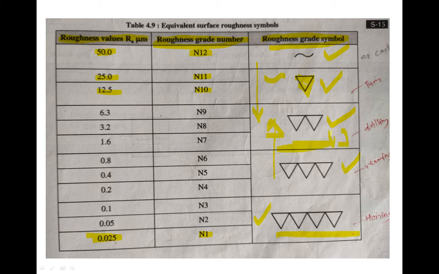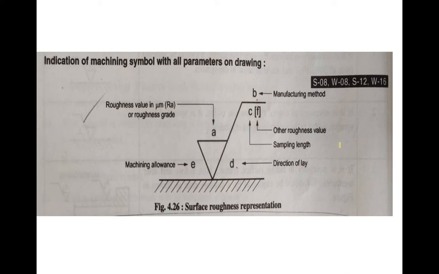From this you can identify what the surface roughness will be, a smooth or rough surface. Then next is the indication of machining symbols with all parameters on the drawing. So this is the symbol with all parameters. Here you have to draw these unequal lengths, that is the basic symbol. When a line is added, it means the surface roughness is achieved by any machining process, and one horizontal line.